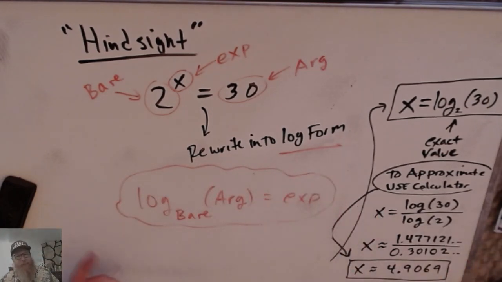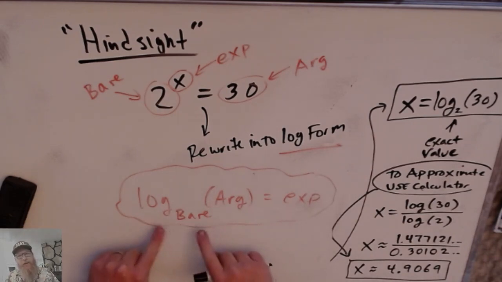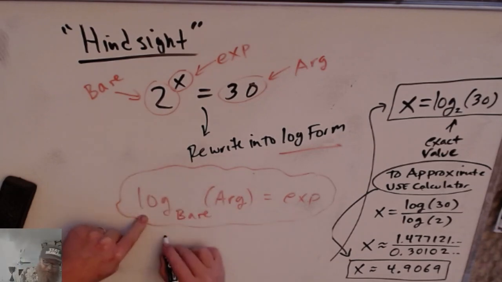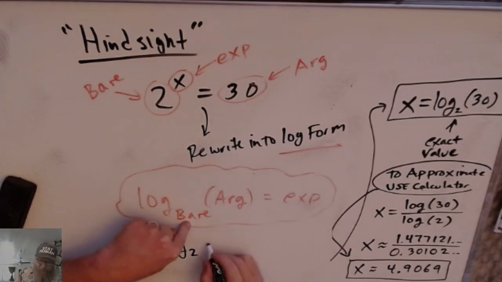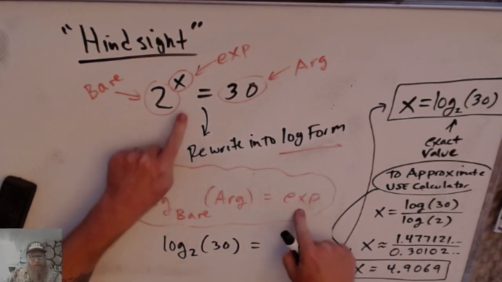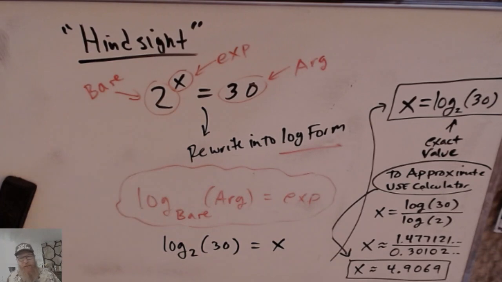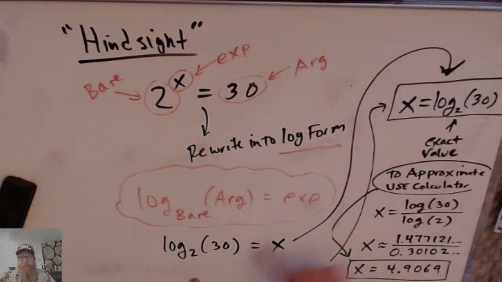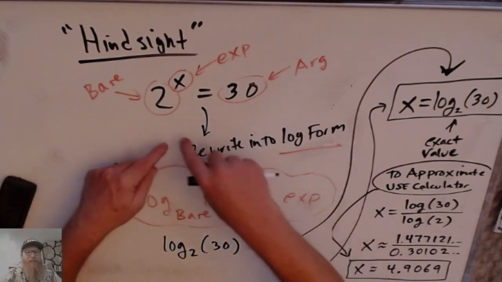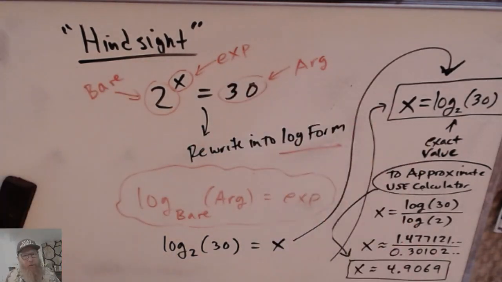Learned about that earlier in the week, maybe last week. Depends when you watch the video. So we have the base. The base is 2. The argument is 30. And the exponent is x. So your answer should, in hindsight, looking back on it, make some sense in terms of what a logarithm actually means. Right? A logarithm is essentially a question. It's saying what power of 2 is equal to 30.